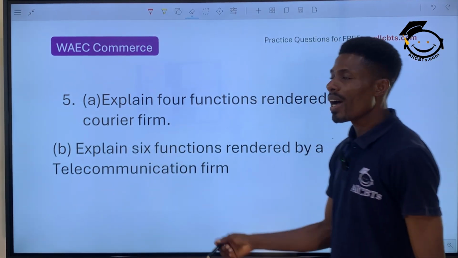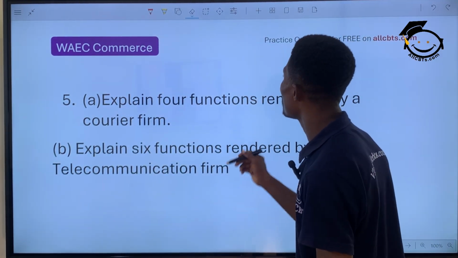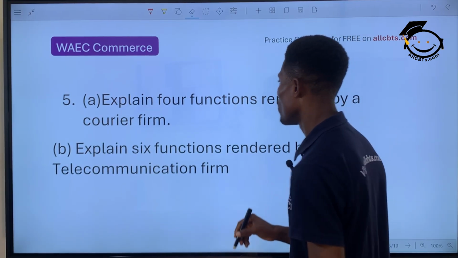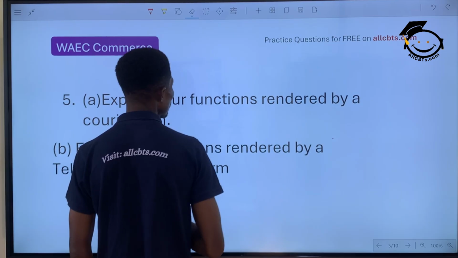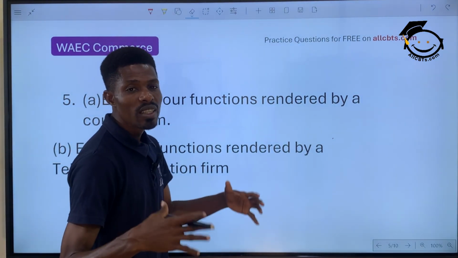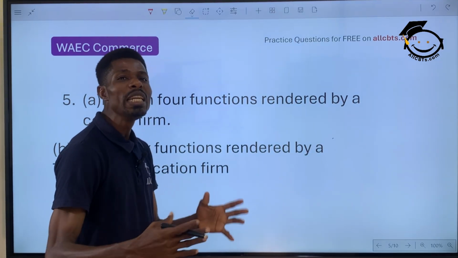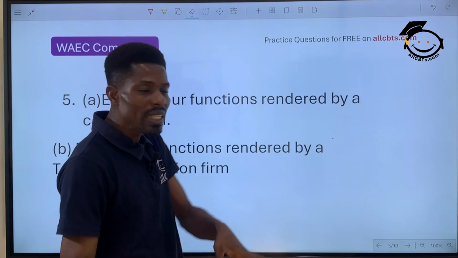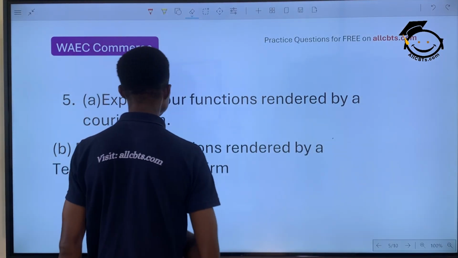So let's take question number 5. Explain 4 functions rendered by a courier firm. What's the first function here? The courier firm is a firm that delivers goods to where the customer needs it. So what is the first thing?